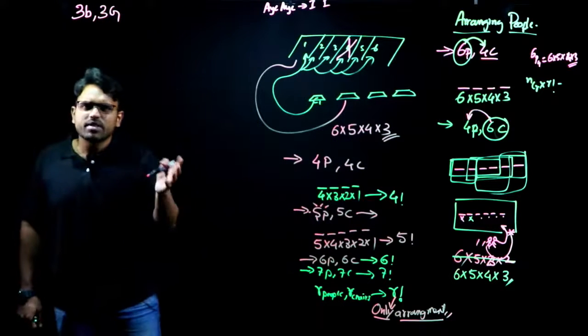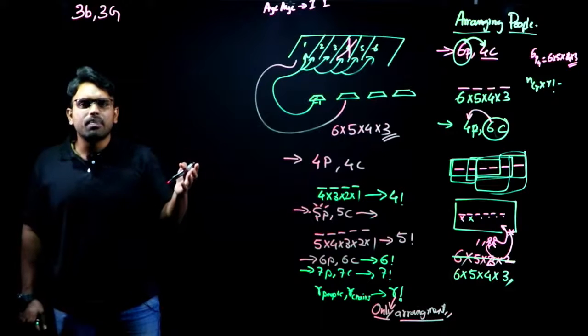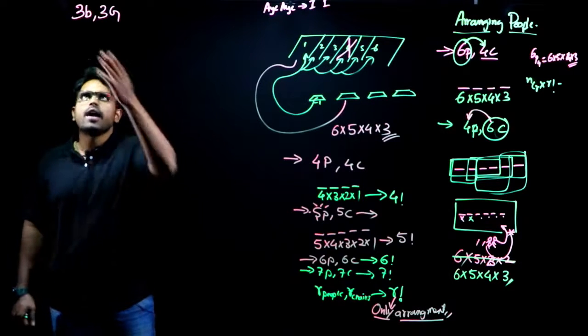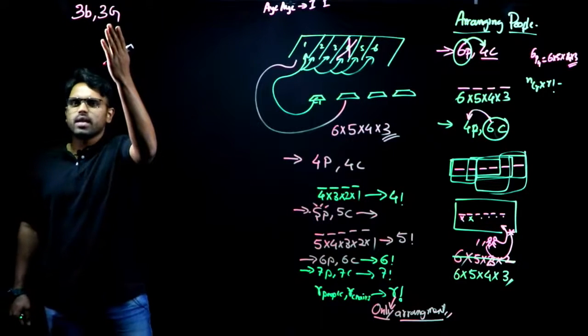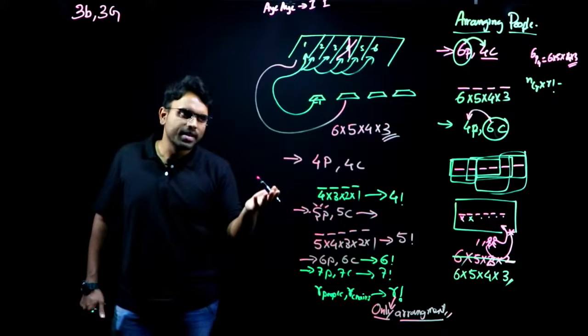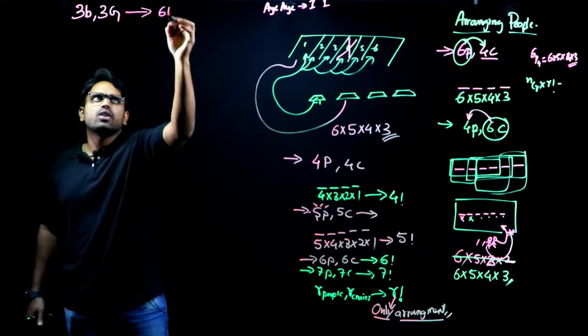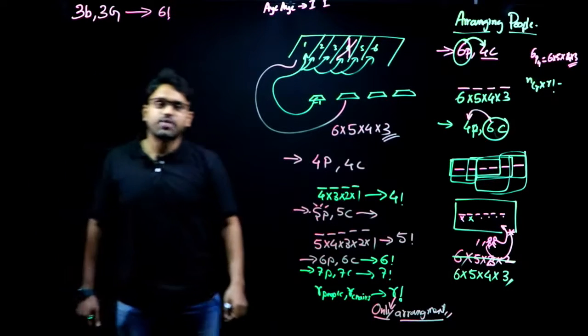Guys, keep your gender discrimination apart. Why do you have to discriminate people depending upon the gender? I told you there are 3 boys and 3 girls. So how many people do you have there? You have 6 people there. 6 people can sit in how many different ways? 6 factorial ways.